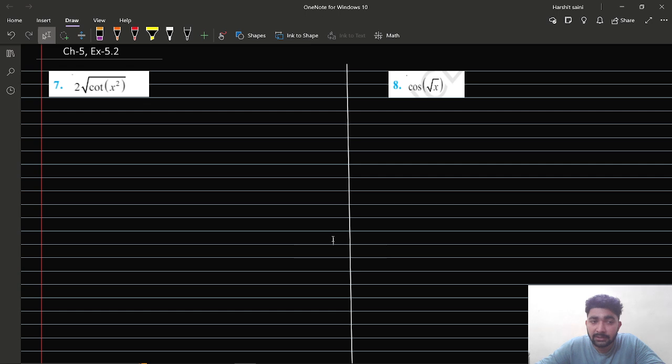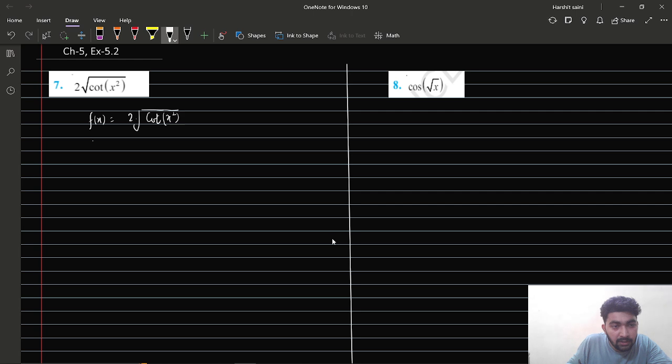So without further ado, let's get started with our question number 7 and 8. Question number 7 says the function is given as f of x is equal to 2 into square root of cot of x square. So how can we differentiate this function?